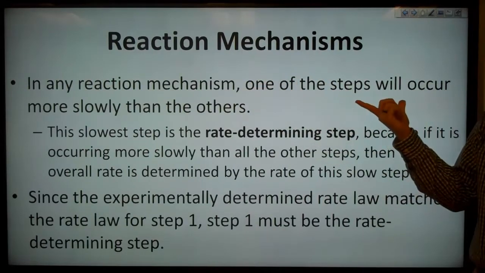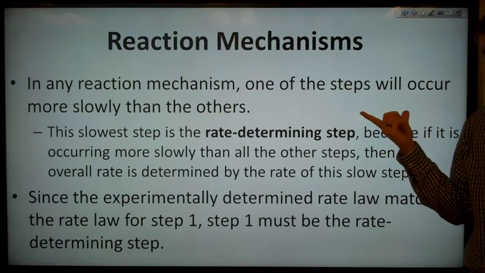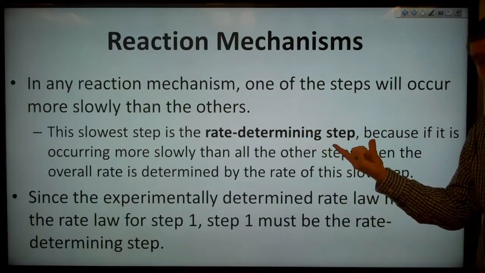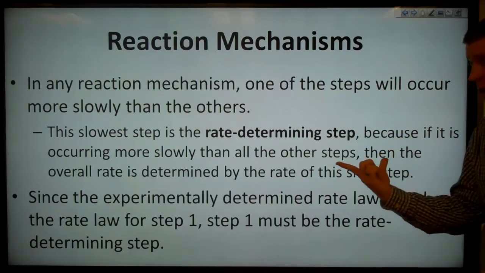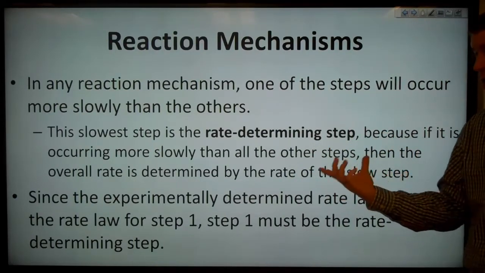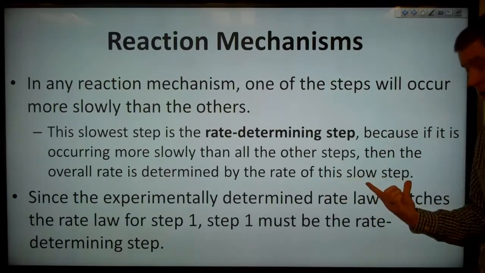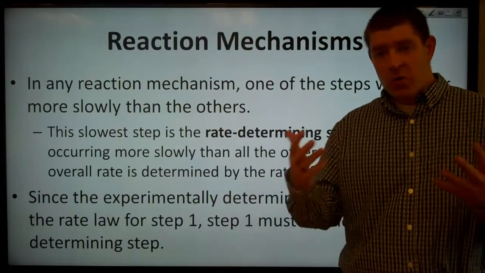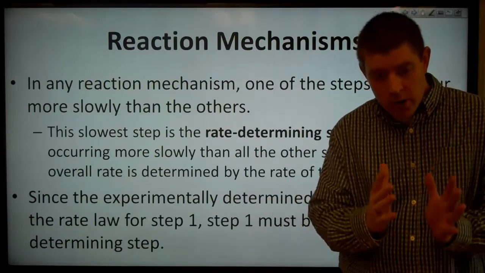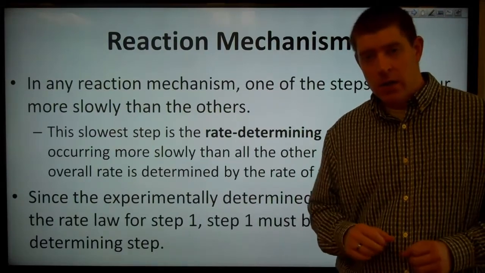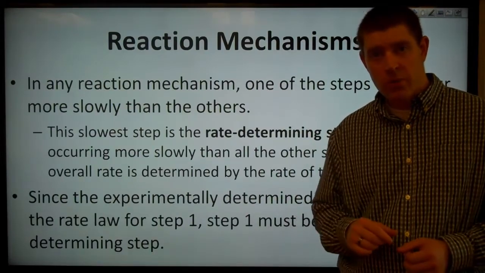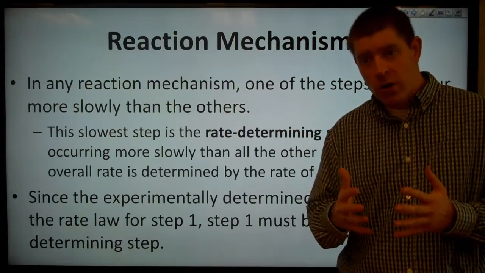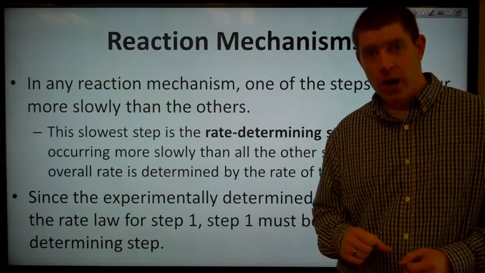So in any mechanism, one of our steps occurs more slowly than the others. And this slowest step is called the rate determining step or the rate limiting step. Because if it's occurring more slowly than all of the other steps, then the overall rate is determined by the rate of this slow step. So imagine in a factory, you have a bunch of workers and they're all doing one small action to manufacture some product. Whoever's going the slowest, that's going to determine the overall speed with which you can produce your products.